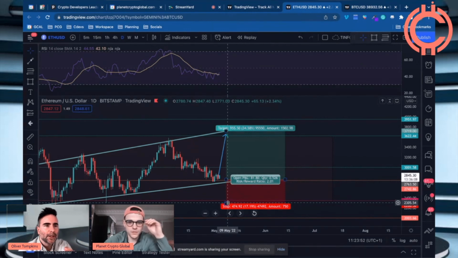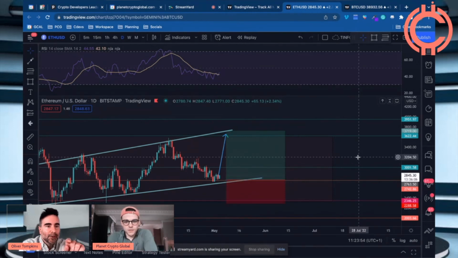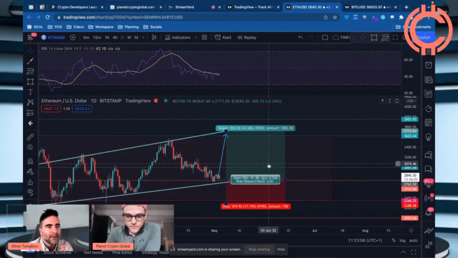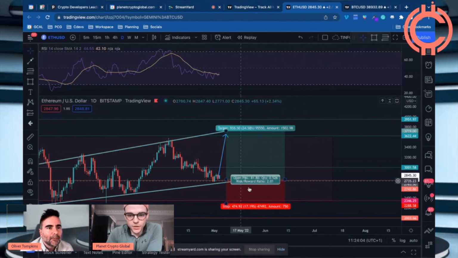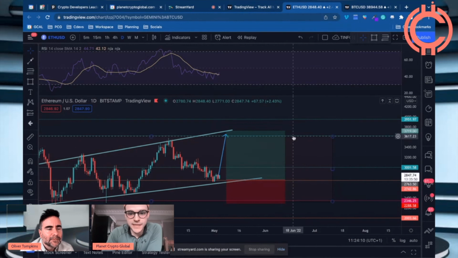That's a cool little tool then. So that tells you on that little green thing your risk to reward ratio. Exactly. What do you call that tool? This is just plotting out your position. So this is a long position, meaning that you're going to be buying into the market. That's your stop loss. That's your entry point, and that's your sell point.